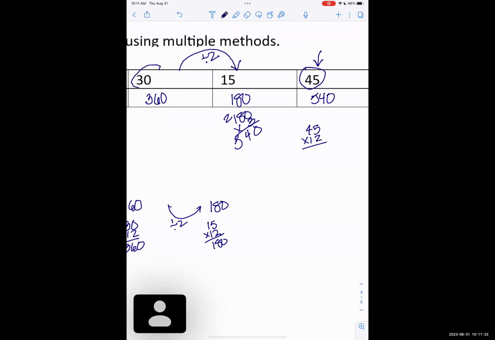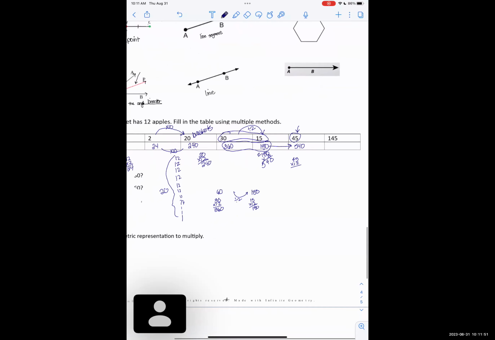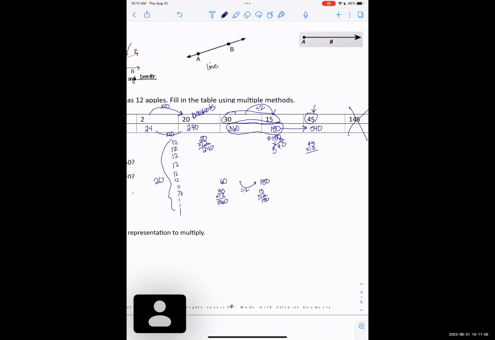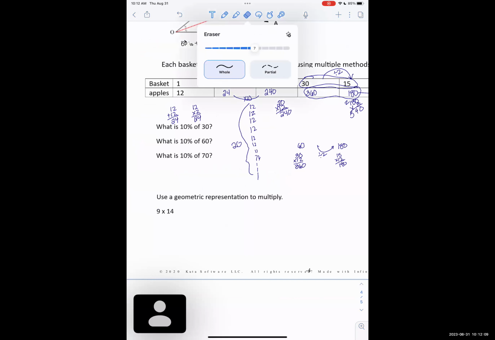Do you happen to notice anything about these two? 30 plus 15 is 45. So I could add those two to get the 540. Okay. And we're going to skip this one. I think we've exhausted that. Okay, and now I've written all over all of this, so I'm going to have to clean this up a little bit.